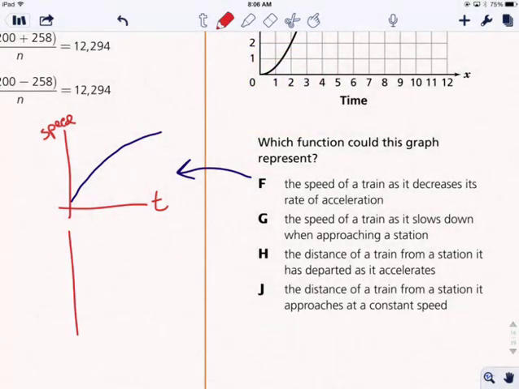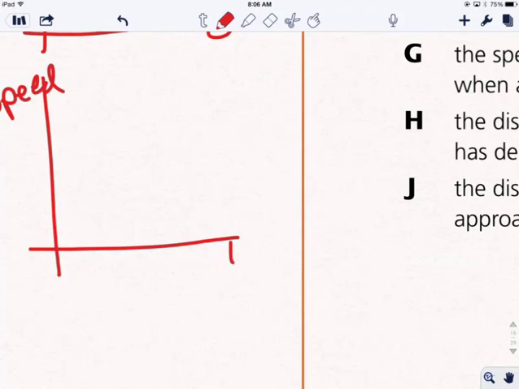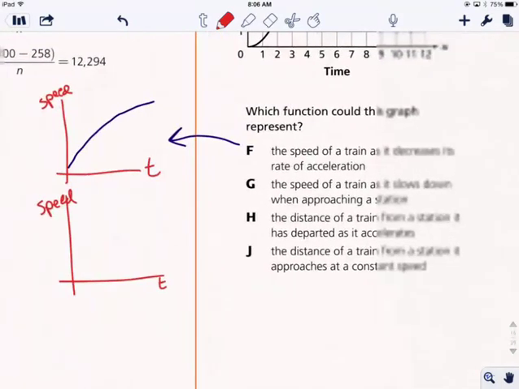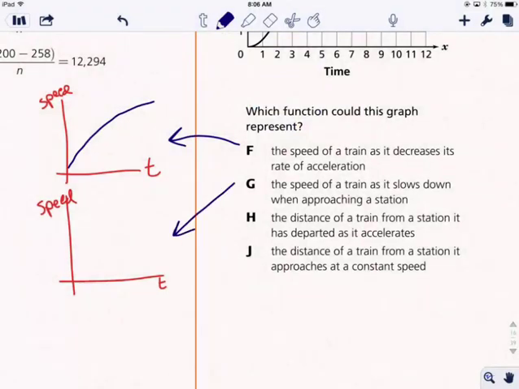Let's try to graph g. So g is again speed versus time. Now the speed of this train in g, as it slows down when approaching the station, that means it could look like this, for example. So the speed is decreasing, right, because it's slowing down. And eventually the speed will become 0 when it reaches the train station. So that's one possible way to graph g.